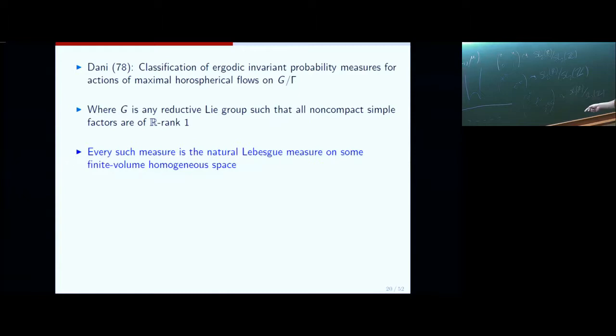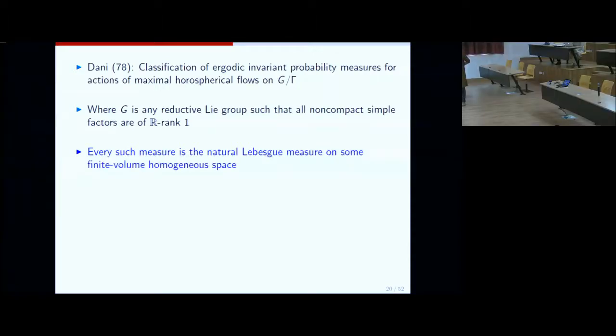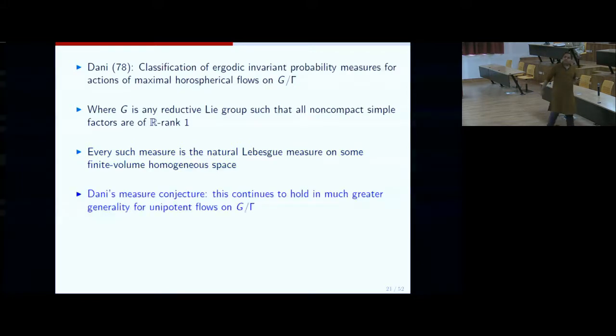Some part of the 2010 Fields Medal of Elon Lindenstrauss was to show a very powerful theorem here, which says that under an entropy consideration, this is a work of Lindenstrauss, Einsiedler, and Katok. So under an entropy assumption, there still exists such a classification like the unipotent flow. But the entropy assumption is not supposed to be required, so it's still an open problem. Oh, very good. We'll come back to this later. So every measure is the natural Lebesgue measure on a finite volume homogeneous space.